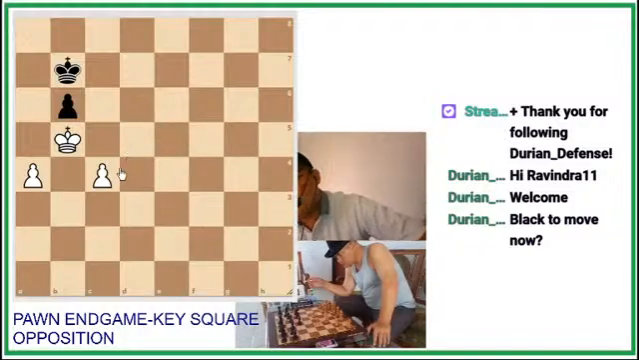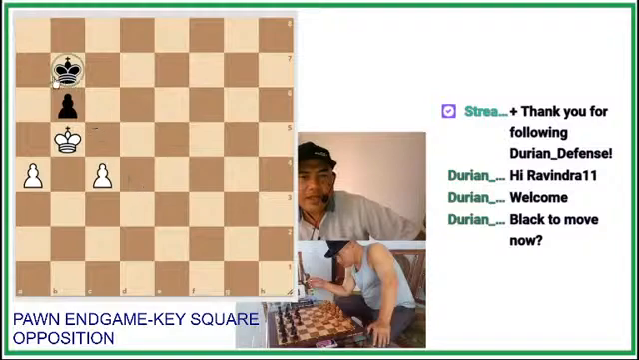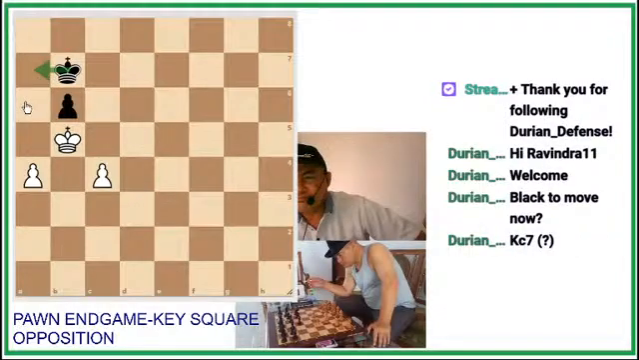Okay, for example, yes, black to move now, Durian. What should be the best move for black in this position? If black goes here, king to c7. Yes, if king to c7, why not this? Because you are right, Durian. Yes, that's the right move.